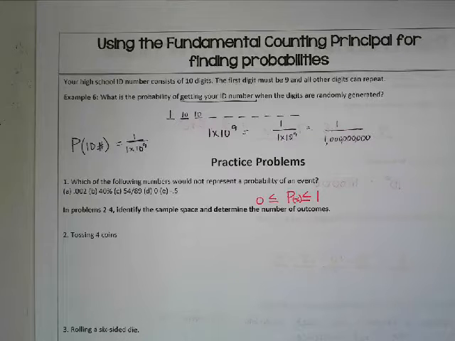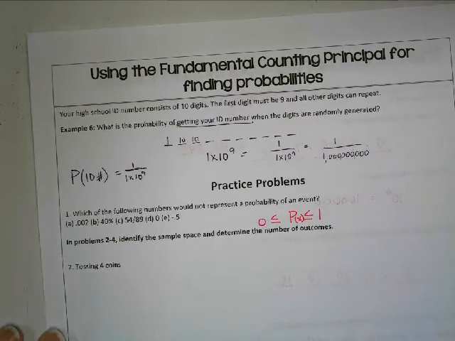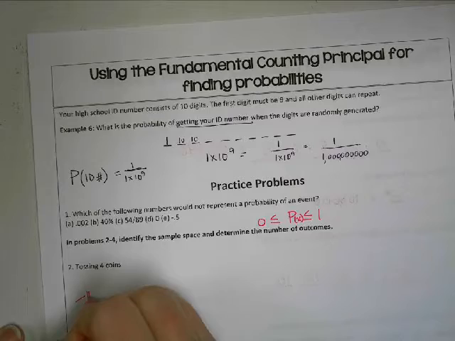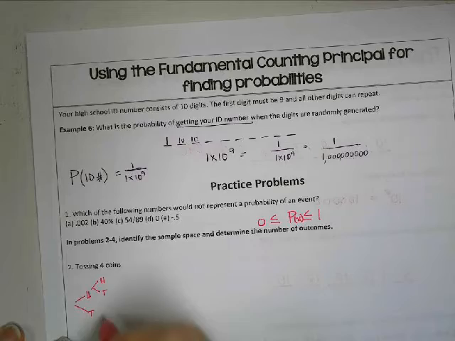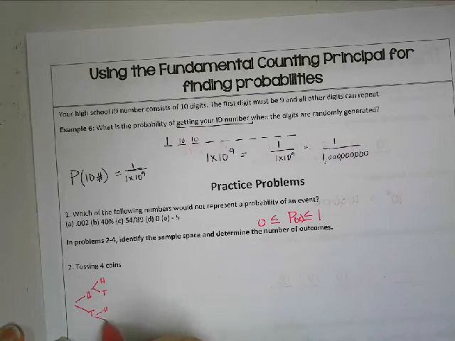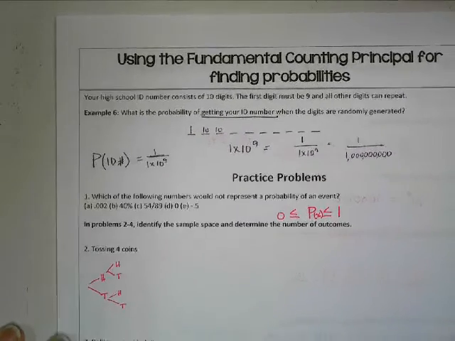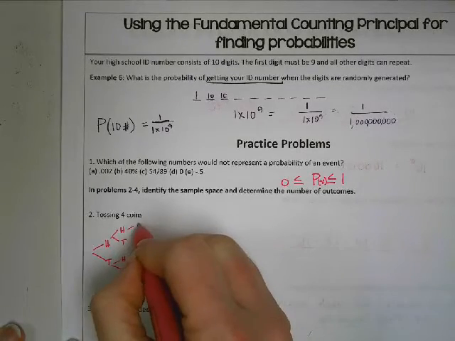All right, so identify the sample space and determine the number of outcomes if we are tossing 4 coins. 2 times 2 times 2 times 2. But we have to identify the sample space. So if we're going to identify the sample space, let's make a tree diagram. So remember, each sequence gets its own branches. So the first branch is heads, tails. And then off of that, each one gets a heads, tails. So that's coin 2. This is coin 3.